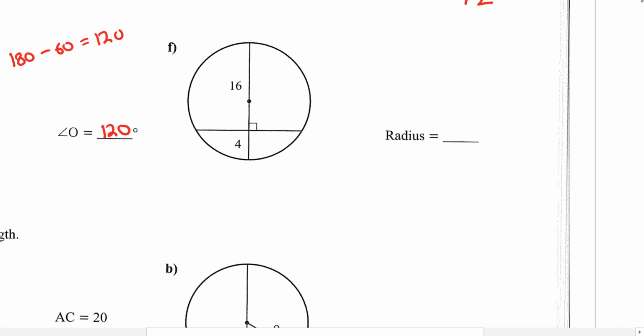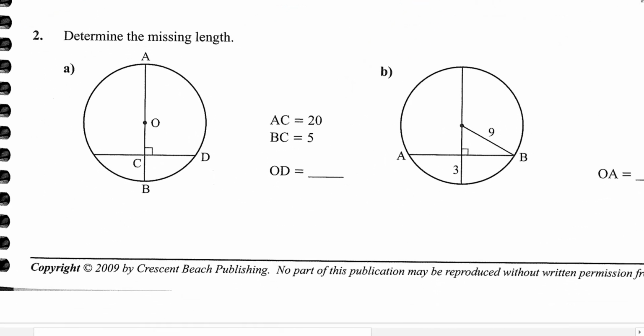All right, for letter F, this is very similar to one of the problems we had before. I know that this length is going to be 16 and this length here is going to be 4. So if I look at 16 and 4, the diameter is 20 and the radius is half of that. So half of 20 is going to be 10. So the radius there will be 10. All right, let's go over a few more problems here.